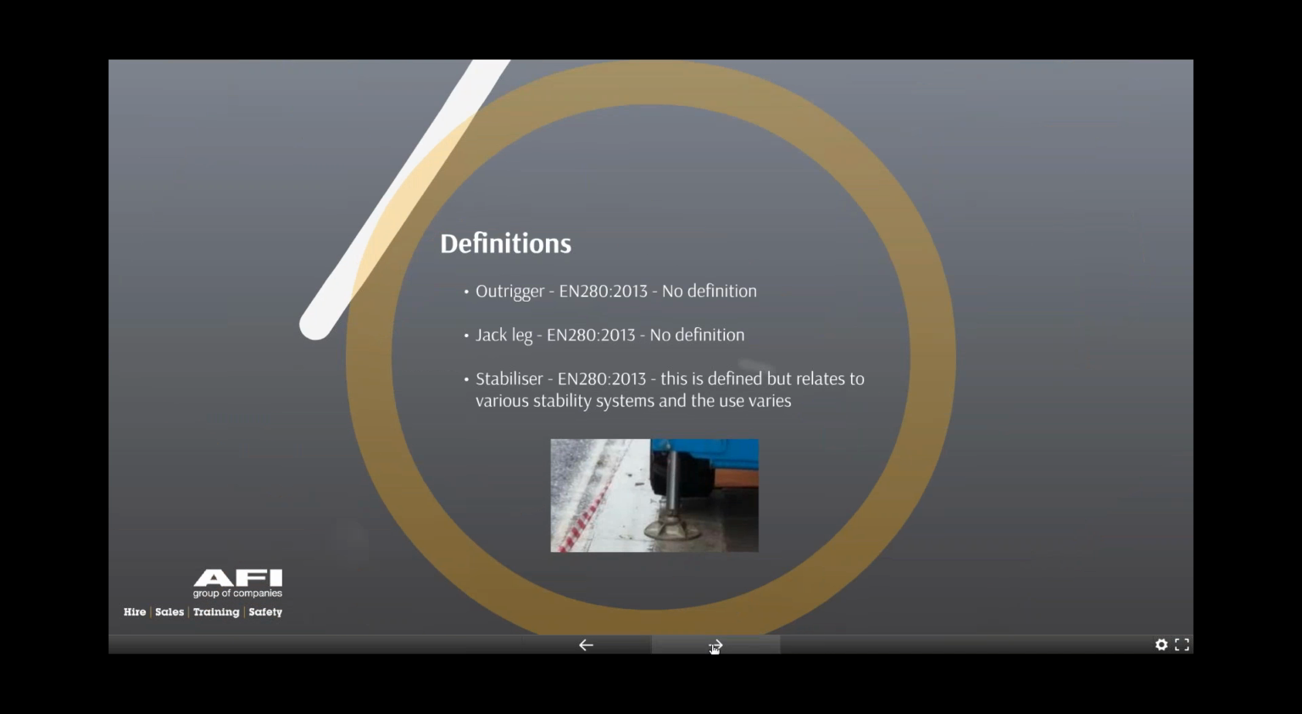Okay, and this is where it gets a little bit interesting. EN280 is a design standard for MEWPs. And the irony is, outriggers, under EN280, there is no definition. Now, I've always known them as outriggers, and this is what always makes me smile. Jacklegs, the picture on the screen there. I've been with MEWPs 18, 19 years. To me, that is a jackleg. However, EN280, no definition.